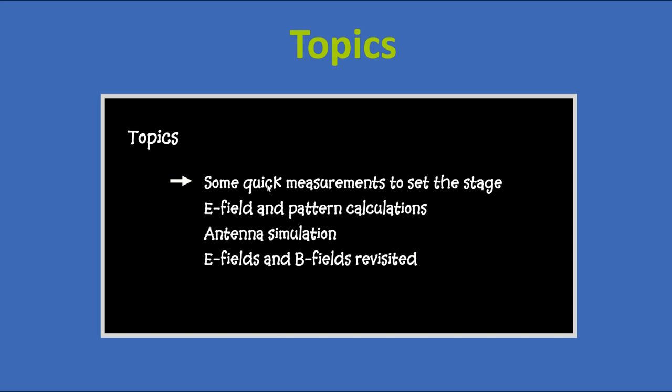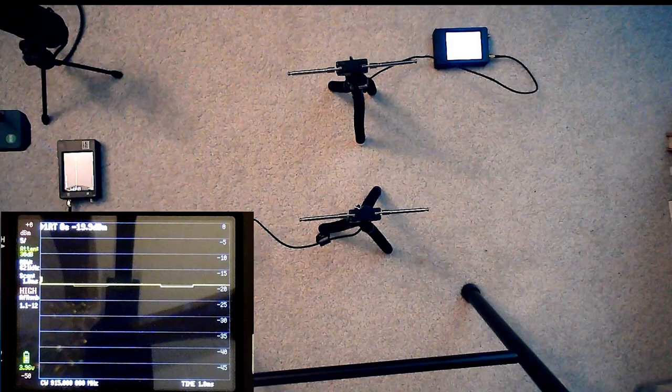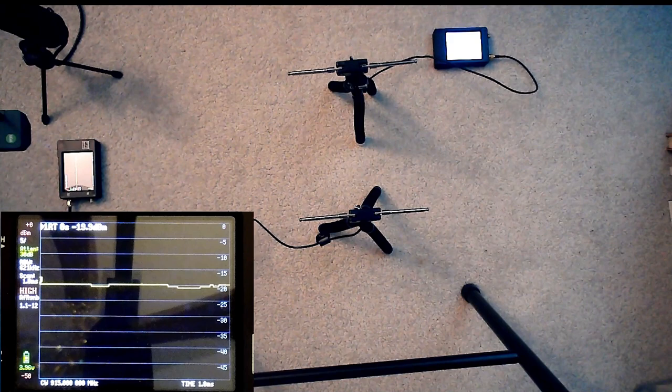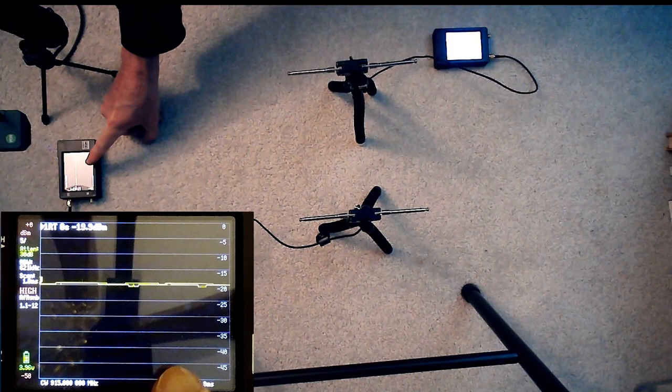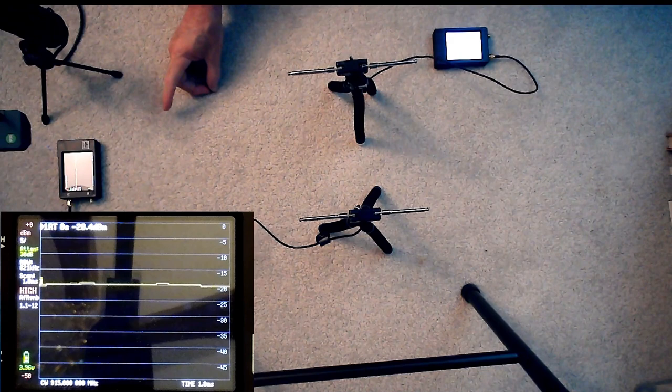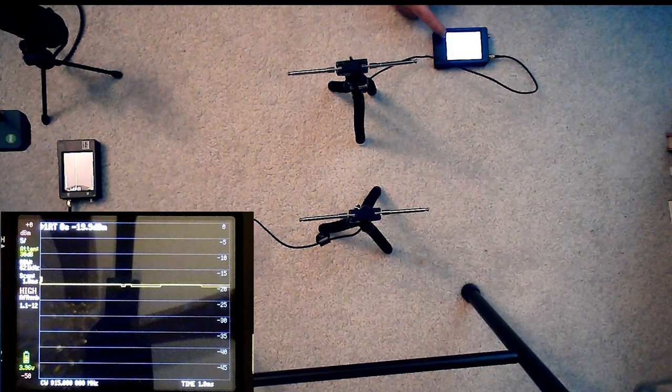But let's get into those measurements. What I have set up here are two dipoles. They're each configured to work at 915 megahertz, which is an unlicensed band. I also have a tiny spectrum analyzer here, which you can hopefully see in the inset, and it's currently showing that we're receiving about minus 20 dBm. And this tiny SA is configured to be a transmitter. I've got it set to 0 dBm, so we got about 20 dB of path loss.